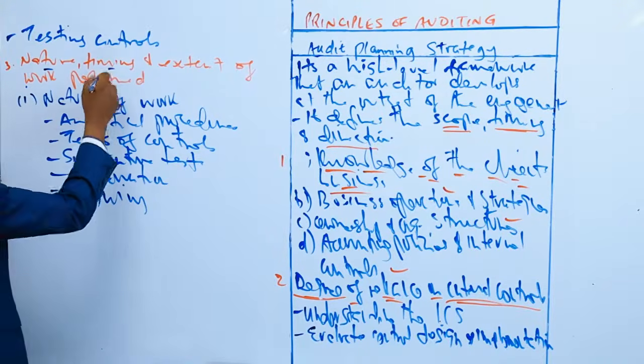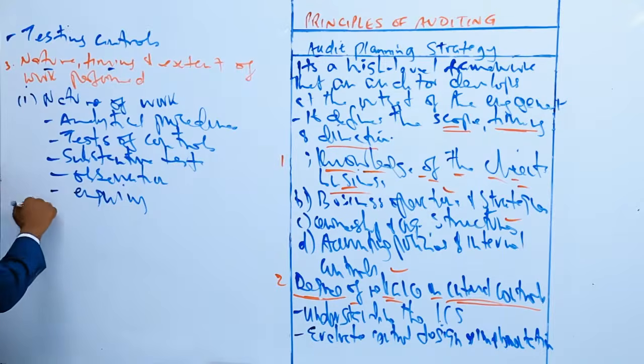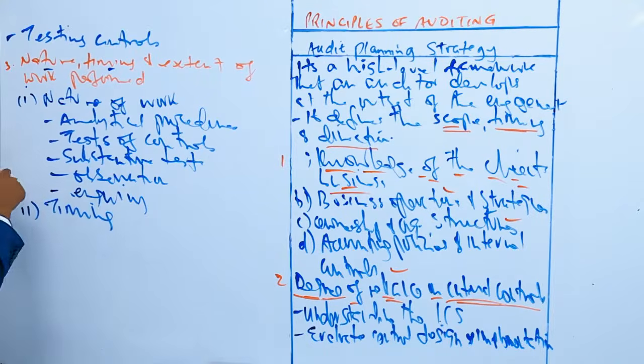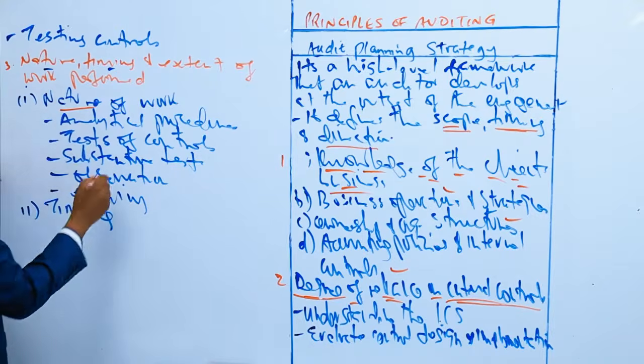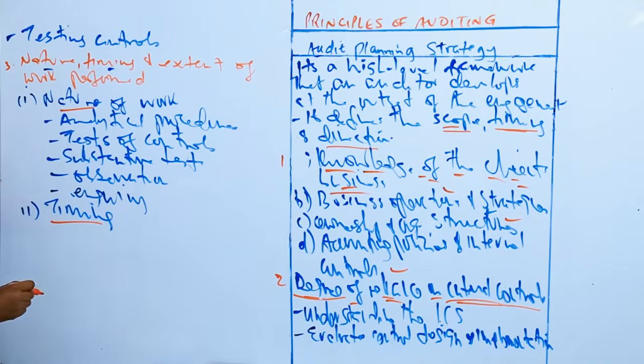Then there is timing of work. Nature, timing, and extent. So we have nature of work, then there is timing of work. Now, timing of work relates to when the audit procedures will be carried out.